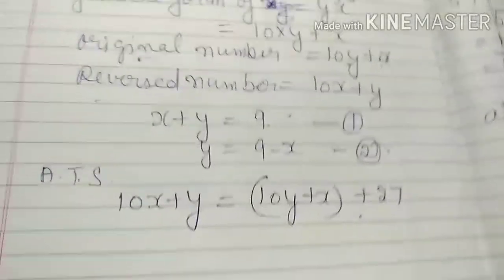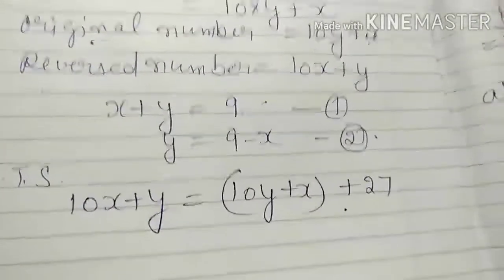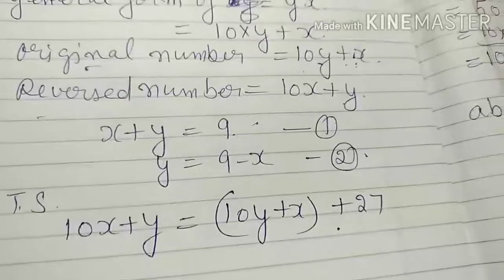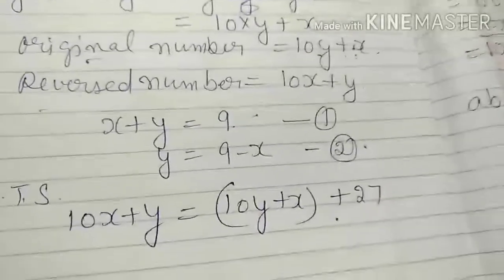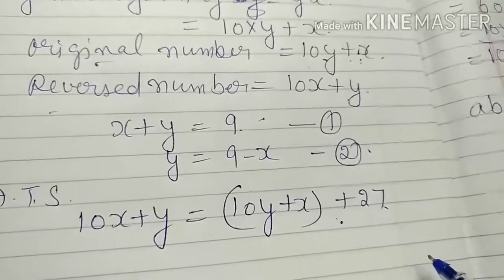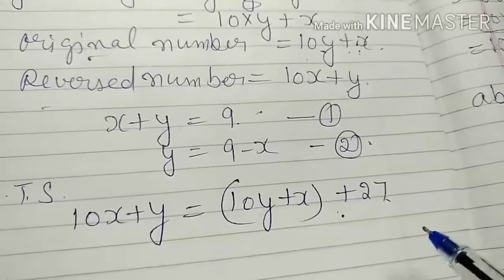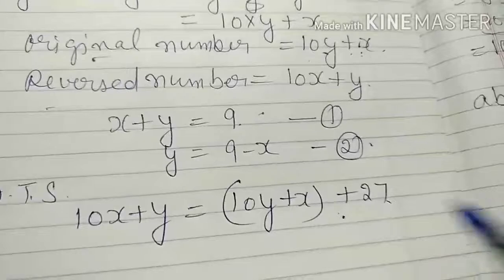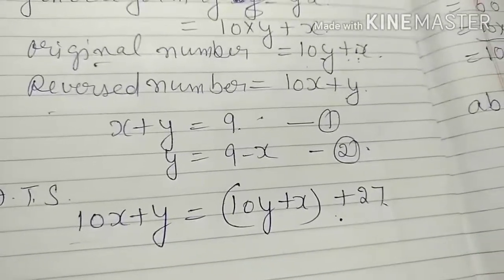Suppose in the same question, instead of increases 27, it was written decreases 45. So instead of plus 27, you have to write minus 45. So whatever condition is given, if it increases, you add, if it decreases, you subtract. Otherwise, this question is the same.